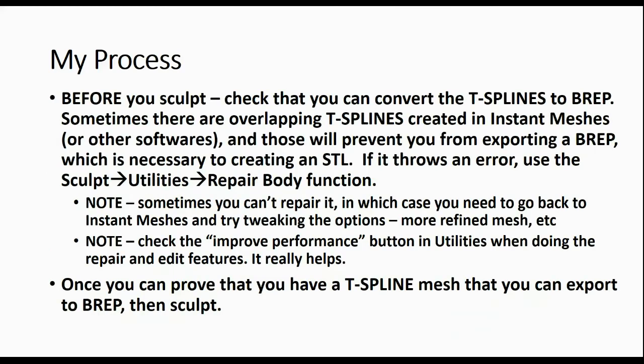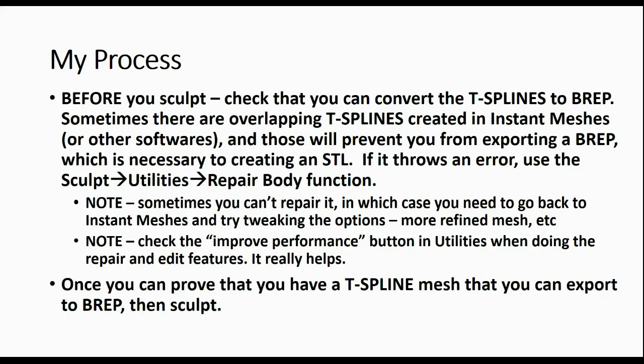Now you've got a sculptable T-spline object. But before you sculpt, I want to make sure that you can actually convert the T-splines back to a boundary representation, back to a BREP, which is a necessary step before you export it as an STL. You need to do this because if you export from Instant Meshes, there may be overlapping T-splines and errors that will manifest before you try to save it. So don't go through a whole lot of trouble trying to sculpt it and then find out you can't save it because the mesh you were working with already had embedded T-spline problems.